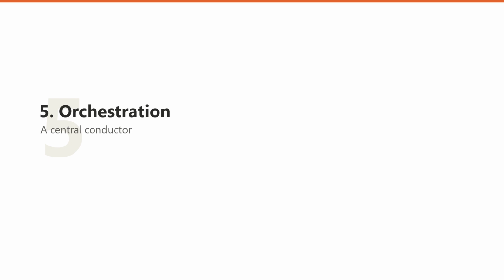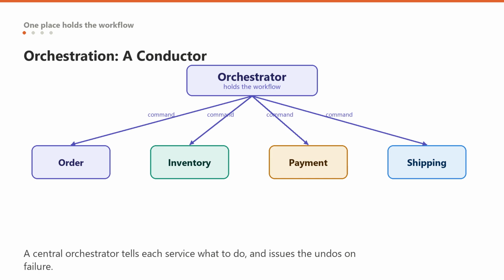Concept 5, the second approach, orchestration. In an orchestrated saga, one component, the orchestrator, is in charge. It acts like a conductor. It tells the order service, create the order. When that succeeds, it tells inventory, reserve stock. Then it tells payment, charge the card, and so on.